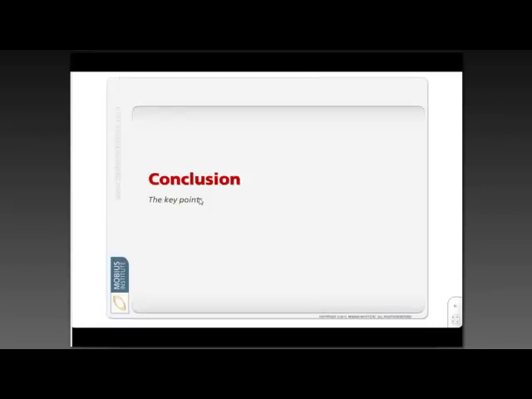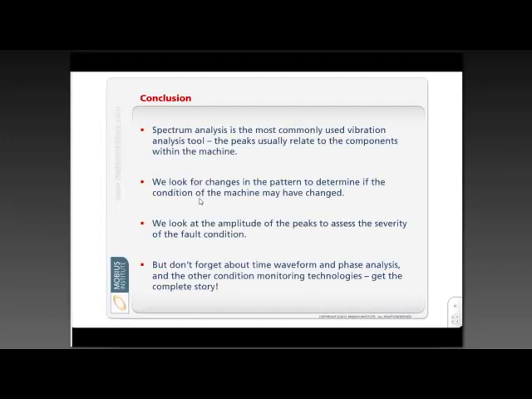Okay, now there's a few key points I'd like to go through. Sorry, these slides are a bit boring. Spectrum analysis is the most commonly used vibration analysis tool. As we've seen, the peaks generally relate to components within the machine: the fans, the pump vanes, the blades, the bearings, the gears, and so on. We like to look for changes in the pattern to determine if the condition has changed and how it has changed. We like to look at the amplitude of those peaks to assess the severity of the fault condition.